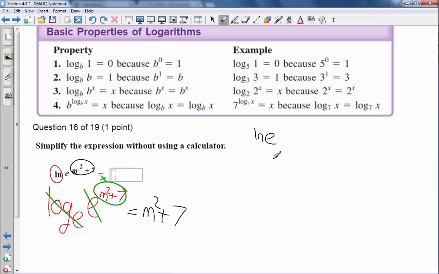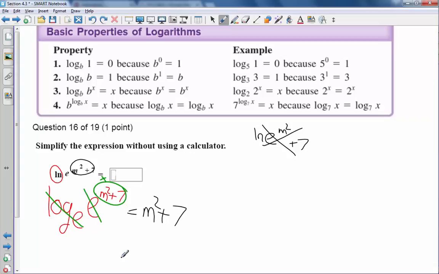You cannot do this: ln e to the n squared, and then plus 7. If this plus 7 is on the ground, not on the exponent, you cannot solve this question the same way I did. Because 7 is independent from the power, it's not on the power. So e will not be enough to cancel that out. Alright, we cannot compute that thing.